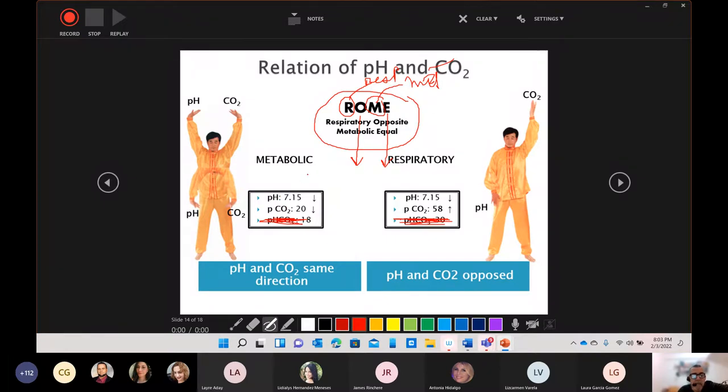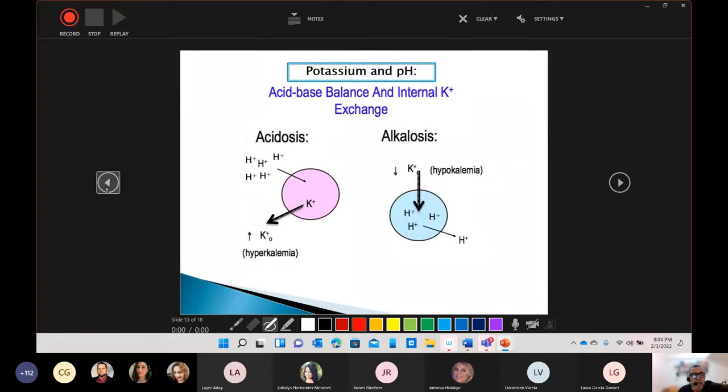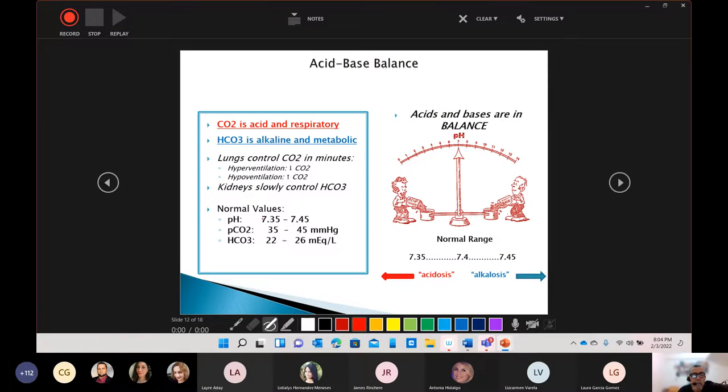So you know that the pH should be 7.35 to 7.45. Any pH that is below 7.35, in this range, is acidosis, is acid. Any pH that is above 7.45, so any pH that is in this range, is alkalosis.